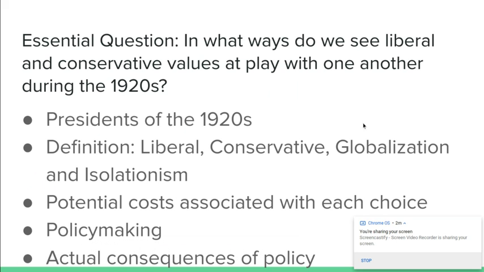So my essential question for you is, in what ways do we see liberal and conservative values at play with one another during the 1920s? As you look at that question, liberal and conservative values, I need to define what that is, and you'll see that I have that coming up as a future bullet point. But make no mistake, I think the way that we should look at the 1920s is through this lens of one population having a different experience than another population. And we're going to look at that in a variety of ways, both politically, socially, and economically.